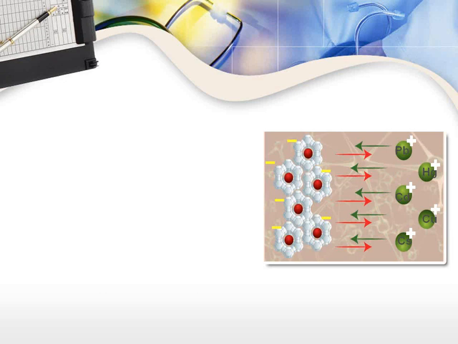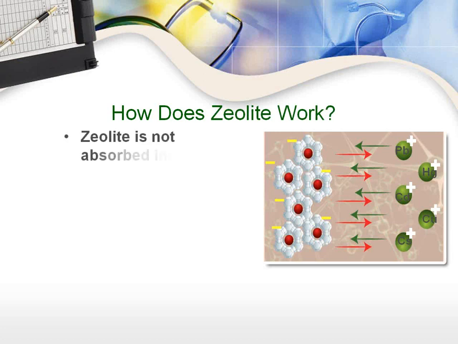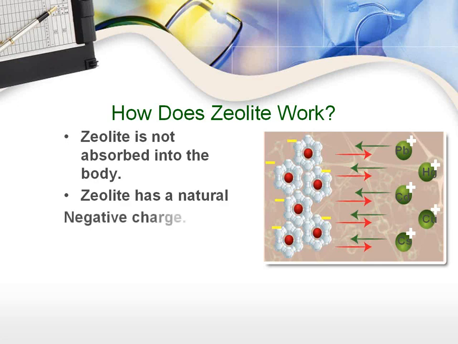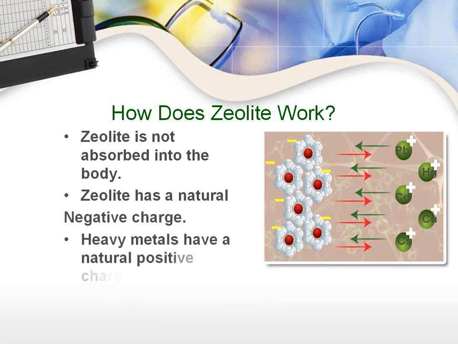Now, how does this zeolite attract heavy metals? Well, you have to understand that zeolite is negatively charged. These little honeycombed areas are negatively charged, and all your heavy metals, your mercury, your lead, cadmium, all of these are positively charged. So your zeolite works like a magnet. It attracts these heavy metals, and it works within the GI tract.